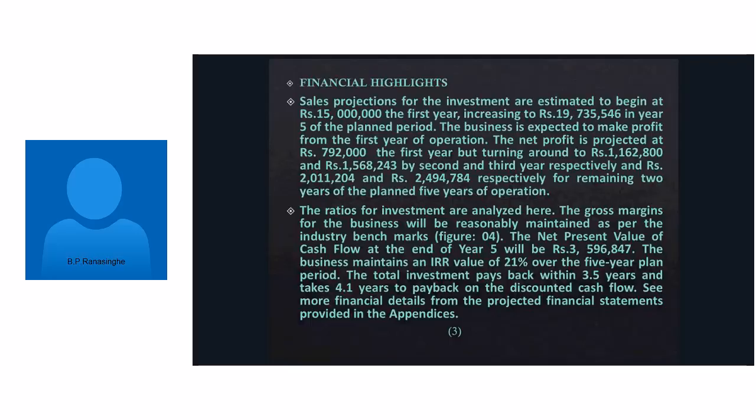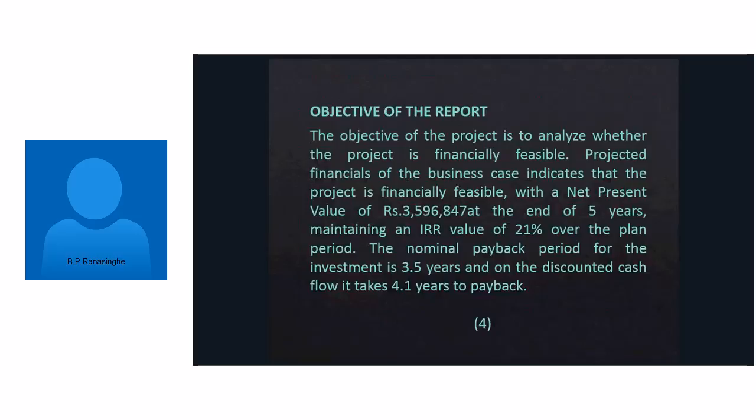The net present value of the cash flow at the end of year 5 will be about 3.5 million. The business maintains an IRR of about 21% over the 5-year planning period. The total investment will be recovered within 3.5 years, and it takes about 4.1 years if you calculate based on the discounted payback method. So now we'll look at how these figures have been derived by using the calculations.